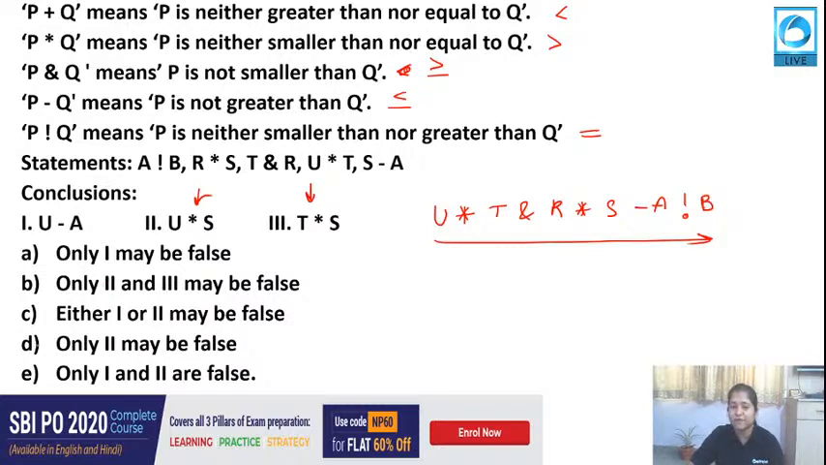Agar yahan par definitely false bola hota, to that would not have been the answer, because we cannot say whether U minus A is definitely false or not, because it can be false, it cannot be false. Okay, so 1 may be false would be the right answer.